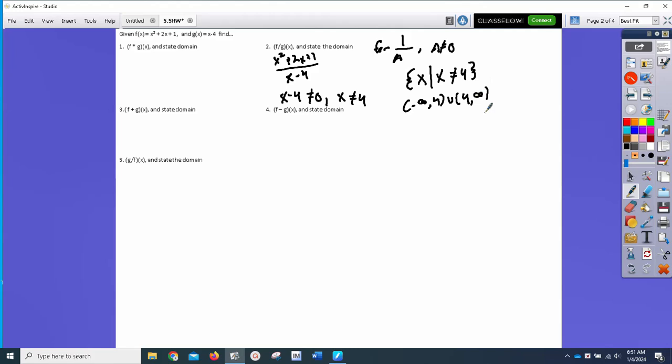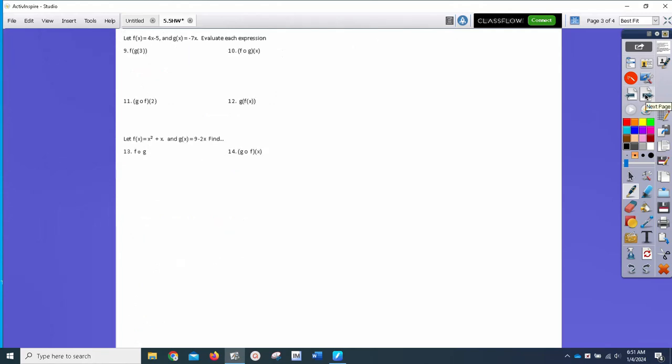I'm not going to do 3, 4, 5. You can figure those out. If not, you can ask. Here we have some more function composition. It's not too bad. I think I'll probably do 11 and 12.